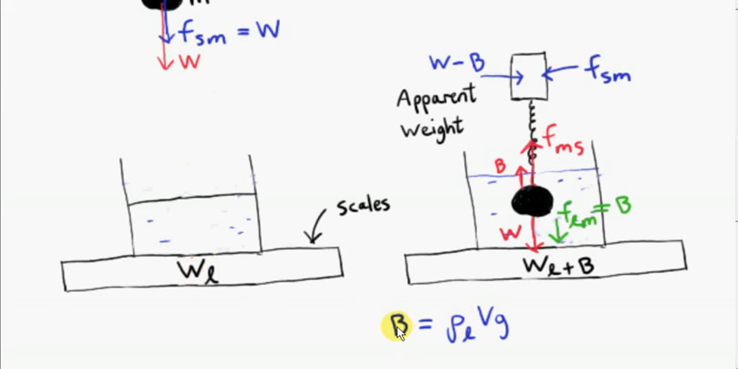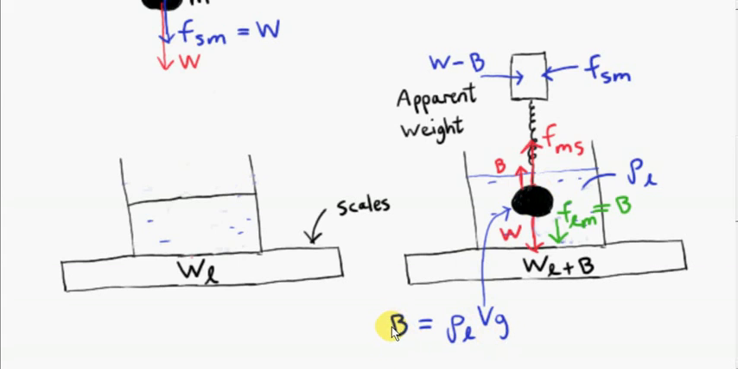Now, by Archimedes' principle, we know that the buoyant force on an object is equal to the weight of the water displaced by the object. But what's the weight of the water displaced by the object? Well, it's the density of the liquid. Doesn't have to be water. It's the density of the liquid times the volume of the liquid displaced. But the volume of the liquid displaced is just the volume of the object. So mass of liquid displaced is density of liquid times volume of liquid displaced. And that volume is the same as the volume of the object. Multiply that by g to get the weight of the liquid displaced.